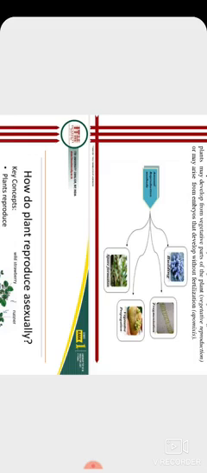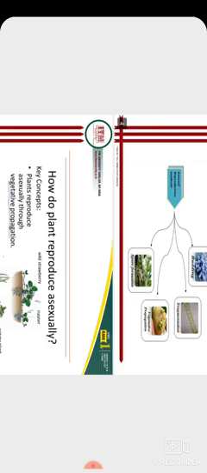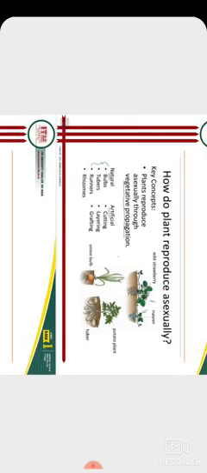So what is vegetative propagation? Okay, so how do plants reproduce asexually?